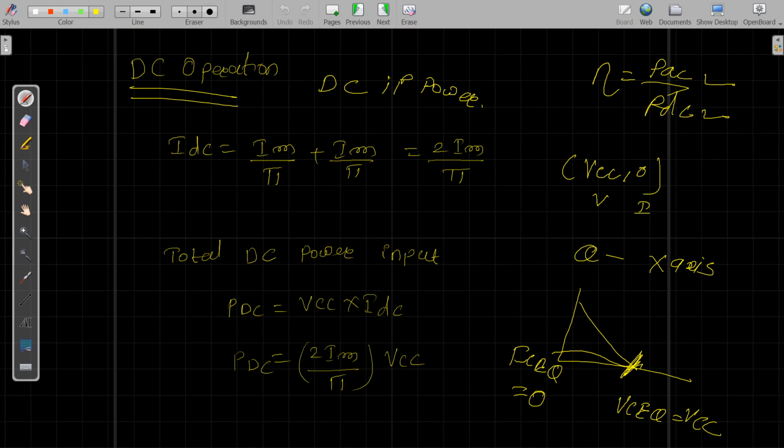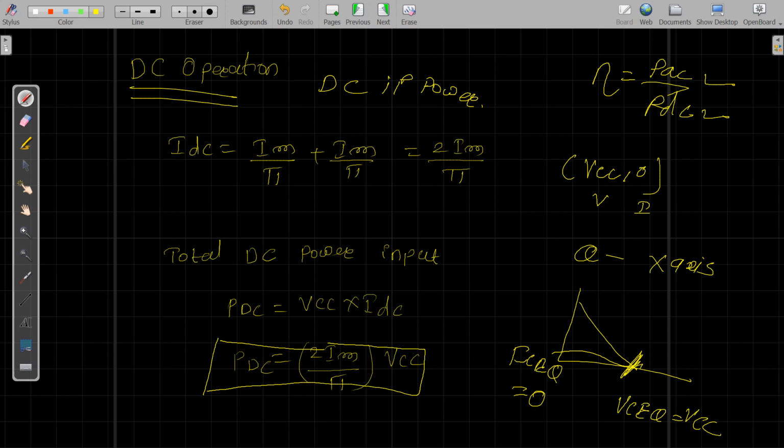That means the total DC power input will be nothing but P equals V into I. So what is the DC input power I want? PDC equals, what is the DC voltage you have given? VCC. What is the current obtained? Your IDC. Now what is your IDC? It is nothing but 2 Im by pi. So what will be your DC input power? PDC equals 2 Im by pi into VCC. So this is the input DC power which I get for the class B power amplifier.